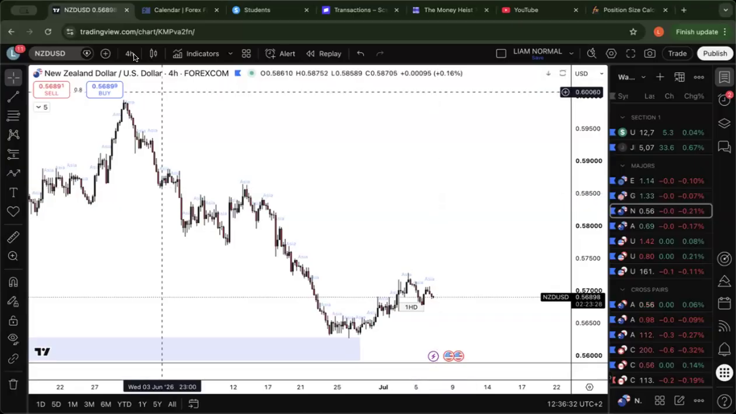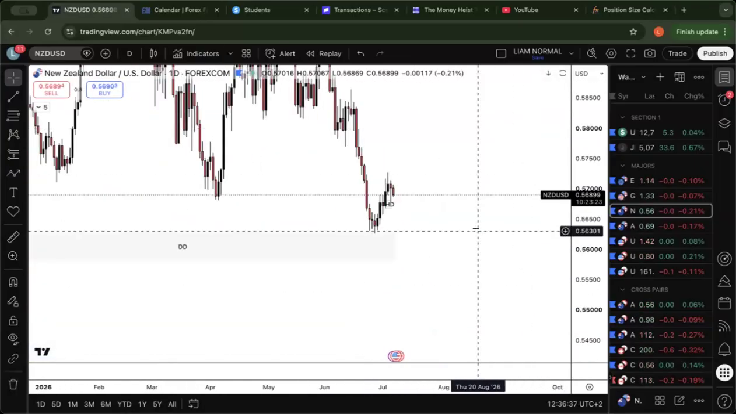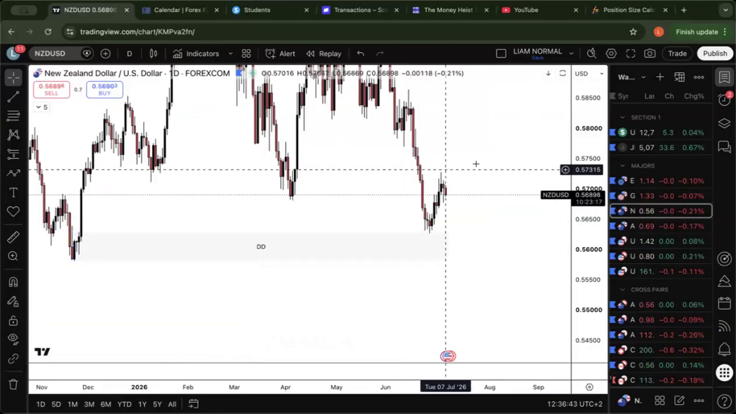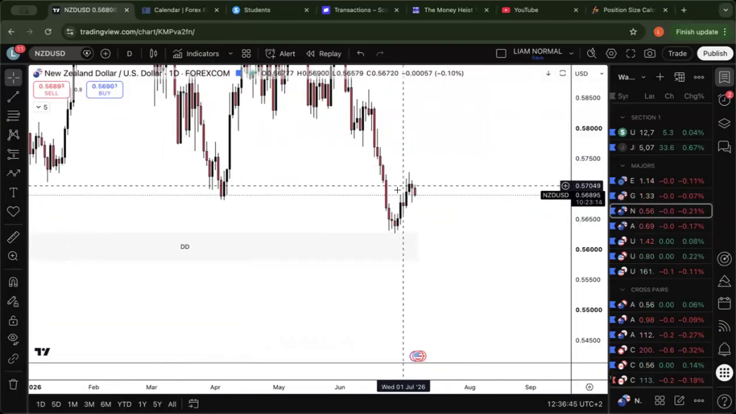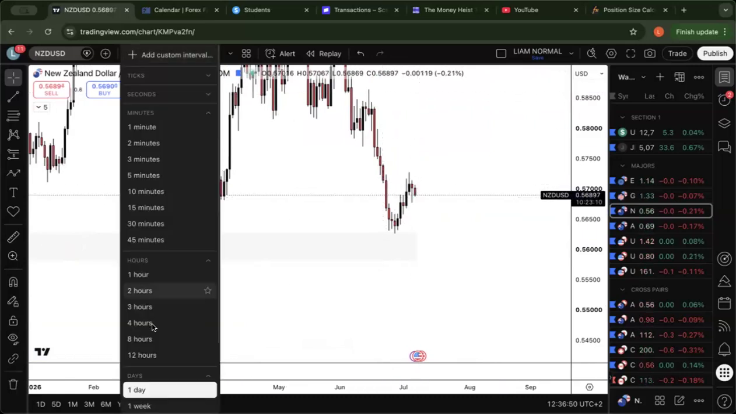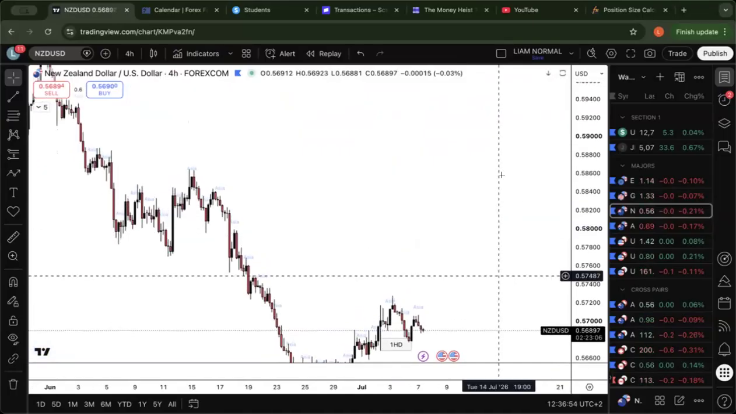NZUSD, you can see that obviously we talked about yesterday the fact that we reached this daily demand area. We had some sort of reaction from there. And now obviously market's gone and filled in this imbalance here and started to slowly move away. If we jump down to the 4-hour, you can pretty much see that that's where market is starting to move away.